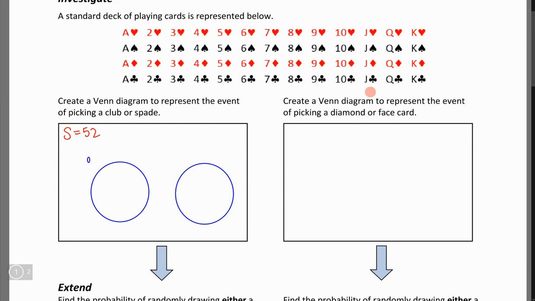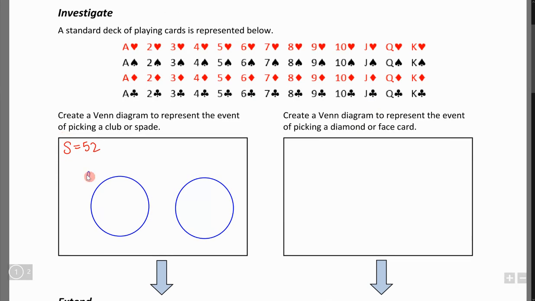Let me just close that, and click on that, delete that. So I'm going to have my spades and I'm going to have my clubs, and there are 13 spades and there are 13 clubs, and there are 26 other cards on the outside. 13 diamonds, 13 hearts make 26.